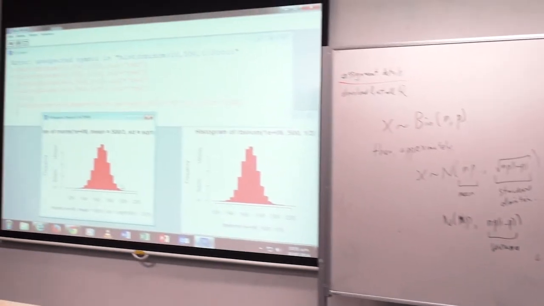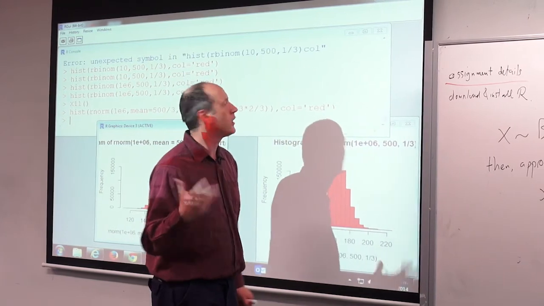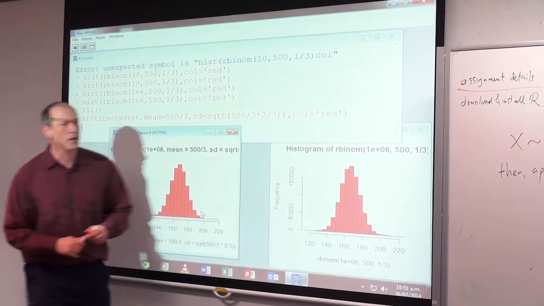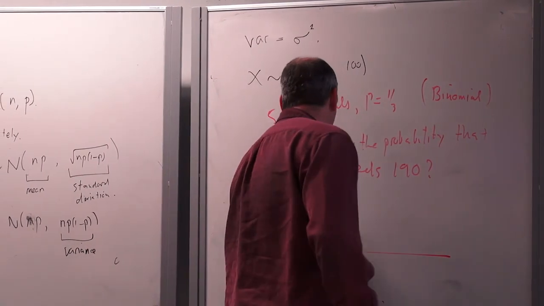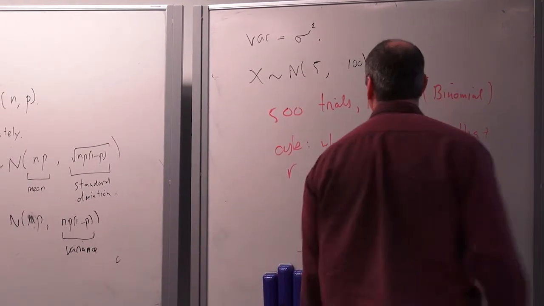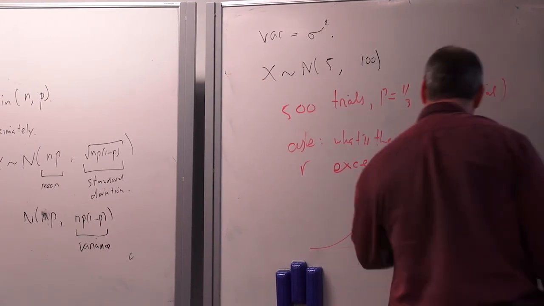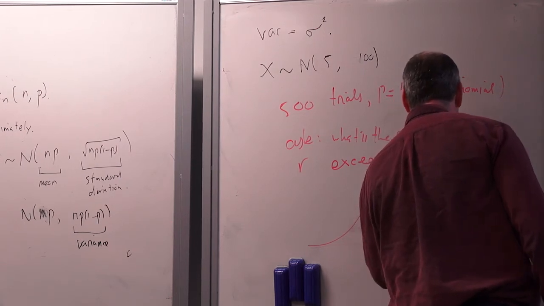Now you'll remember the dbinom, the pbinom, the rbinom and the qbinom functions. What we want to do is use the Gaussian approximation, set up a Gaussian distribution here with the mean equal 500 over 3 and the standard deviation equals that. This value here is 190 and I need that area there.